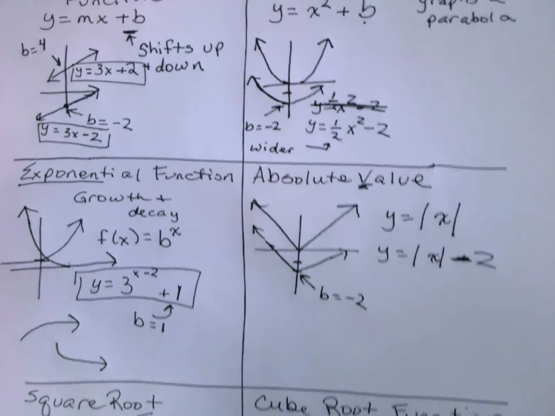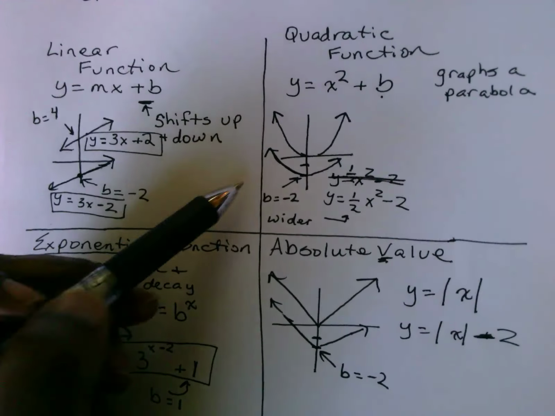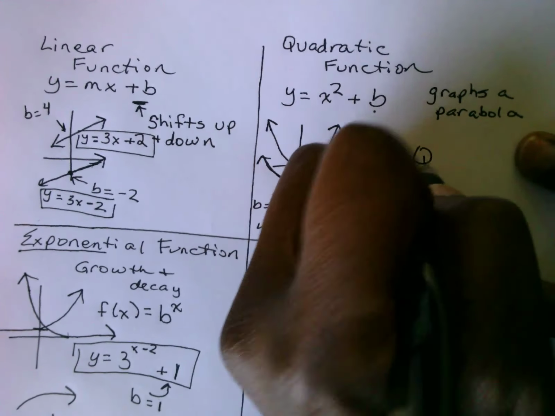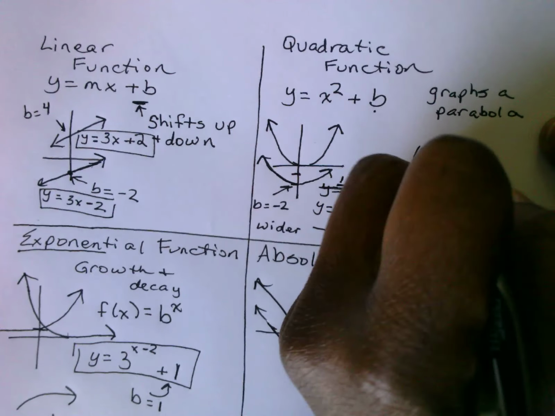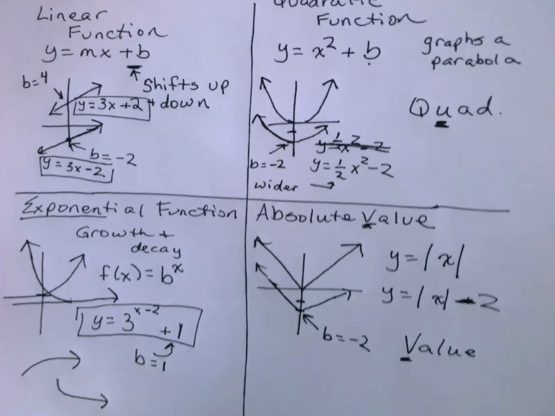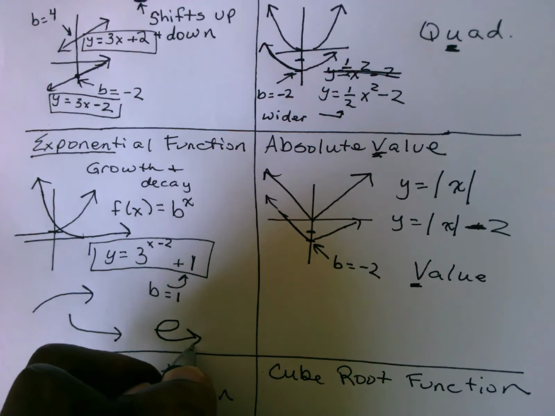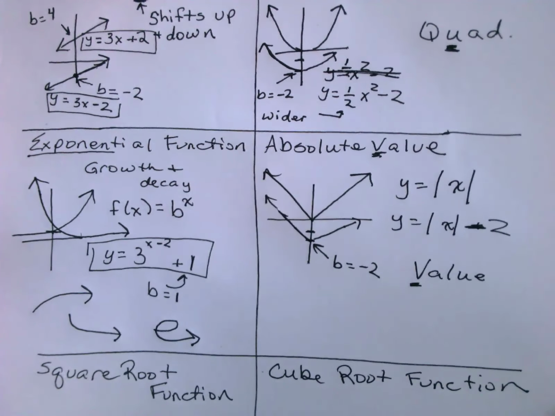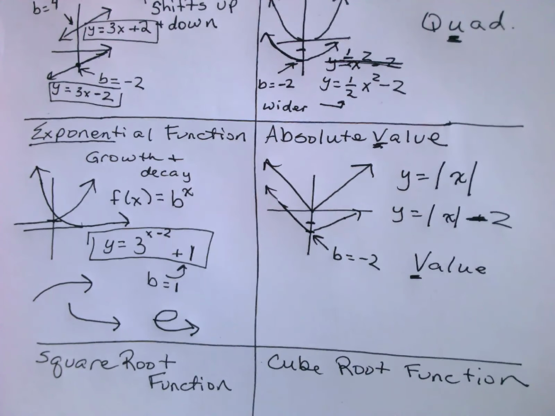All right, the last two functions are square root and cube roots, and those are curves. If you can remember quadratic, see like the u in quadratic tells you the shape of the graph. The v in absolute value tells you the shape of the graph. The e in exponent shows you how it's curved. Now, the last two are square root and cube root.